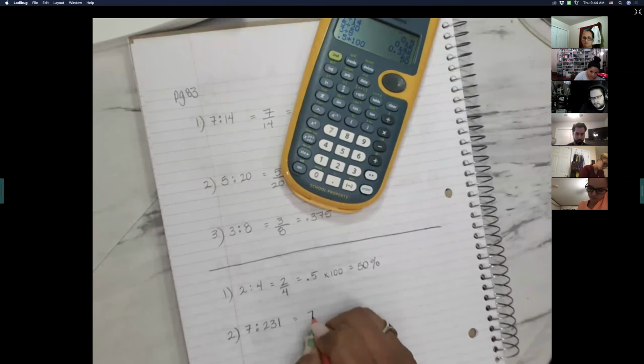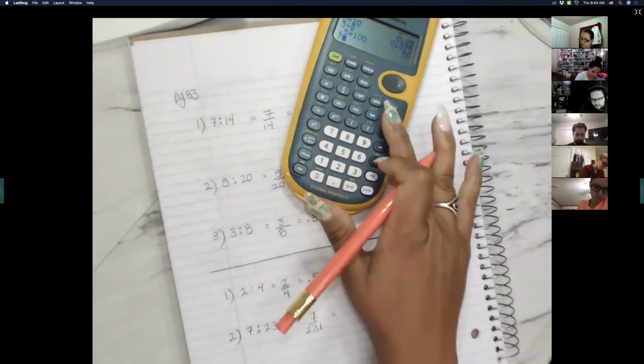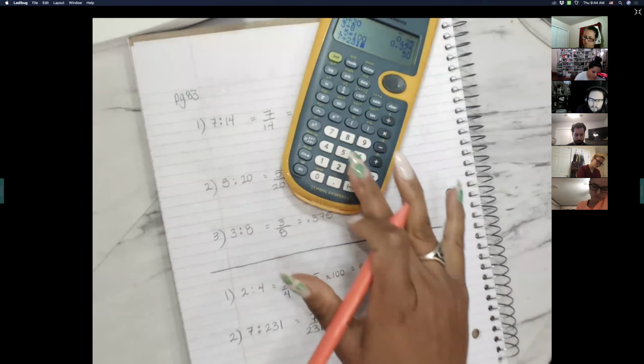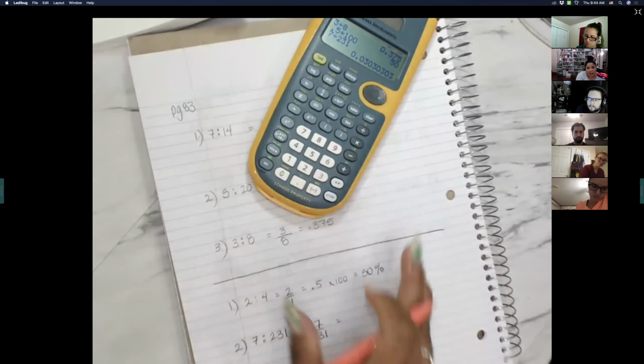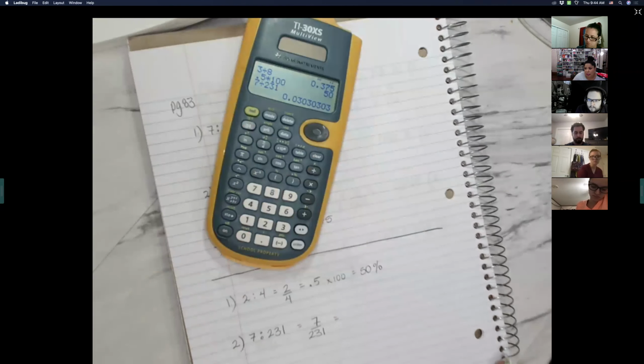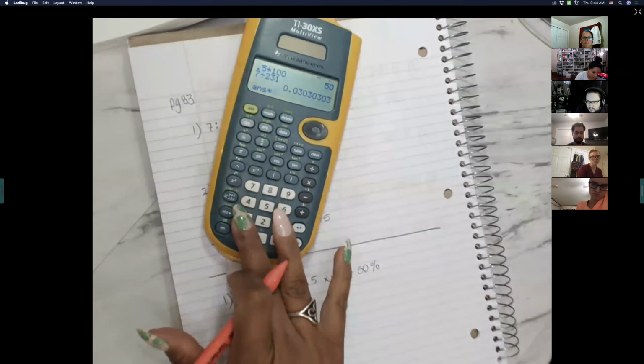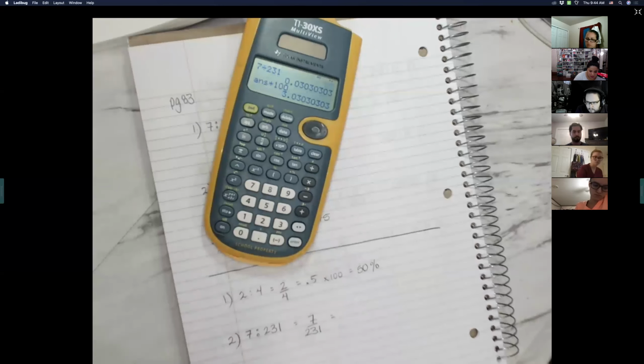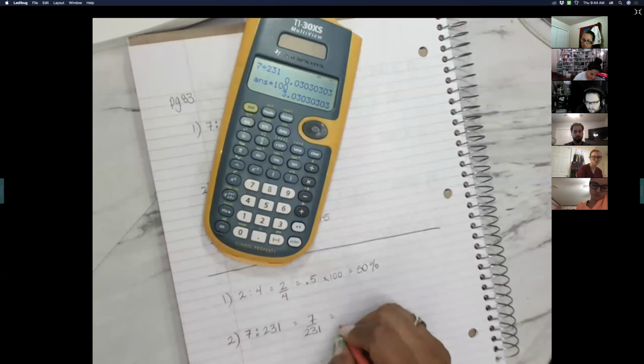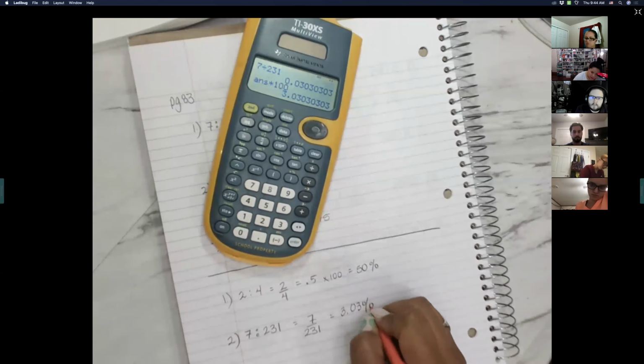So I set up my fraction. I plug that into my calculator, 7 over 231. That's that hideous decimal. I don't care about it. It's not asking me for the decimal. It's asking me for the percent. So I multiply by 100. And my percent to the hundredths place is 3.03%.